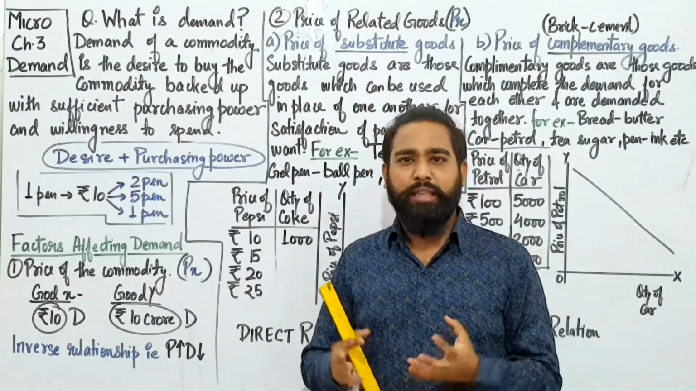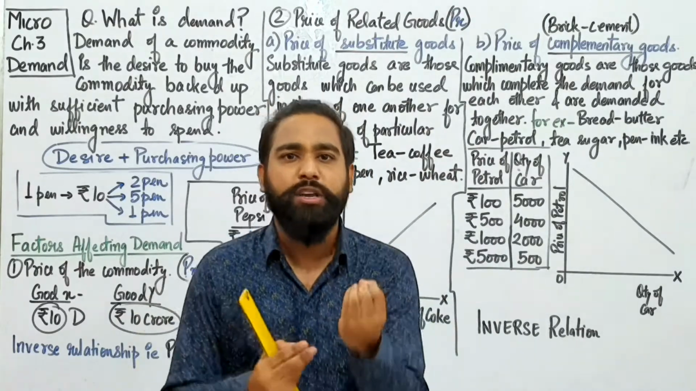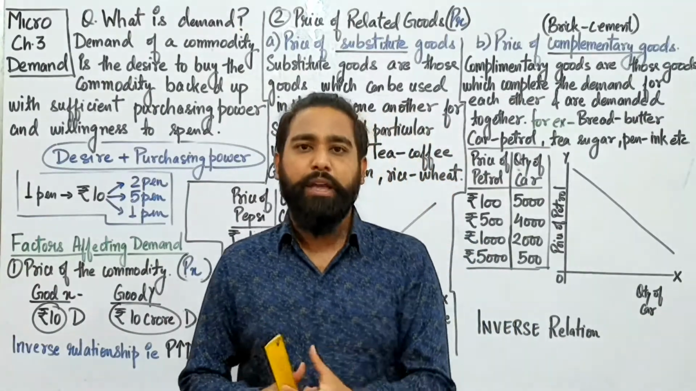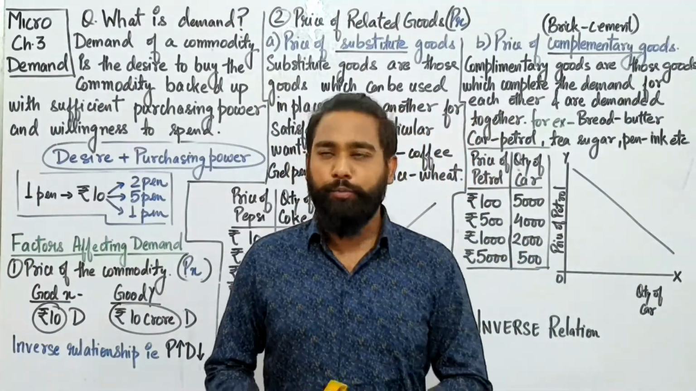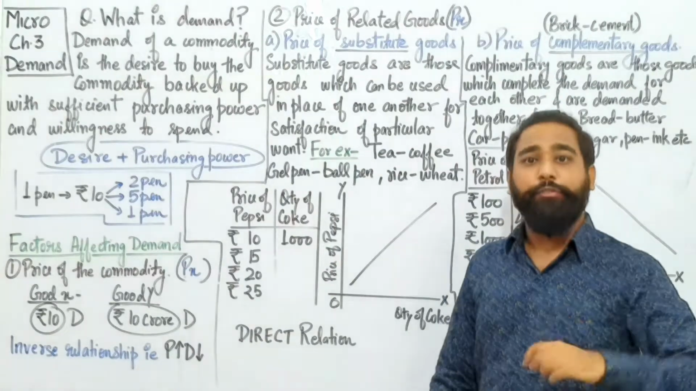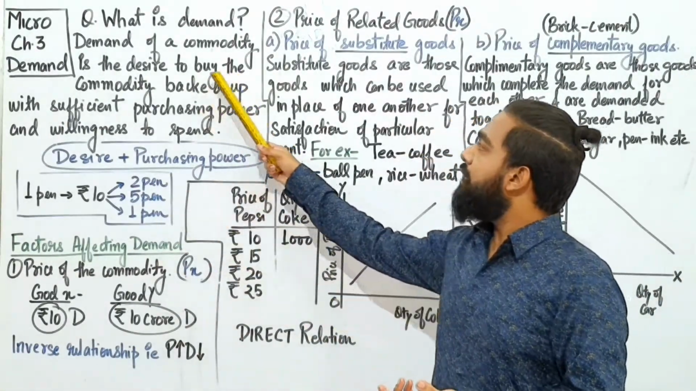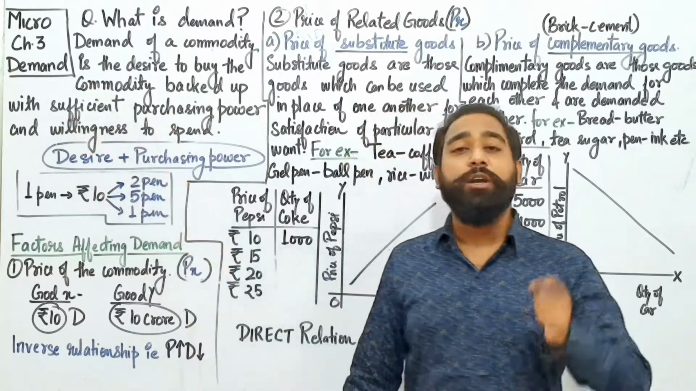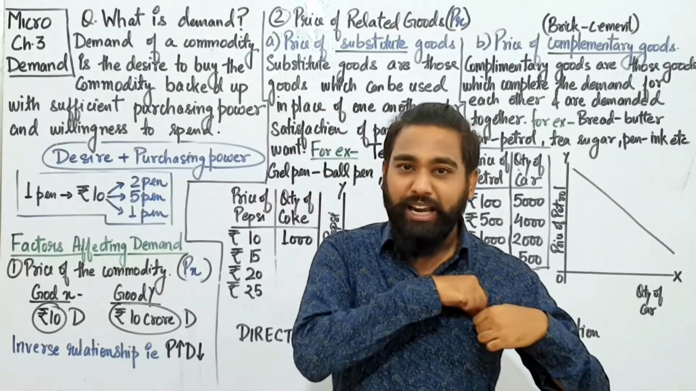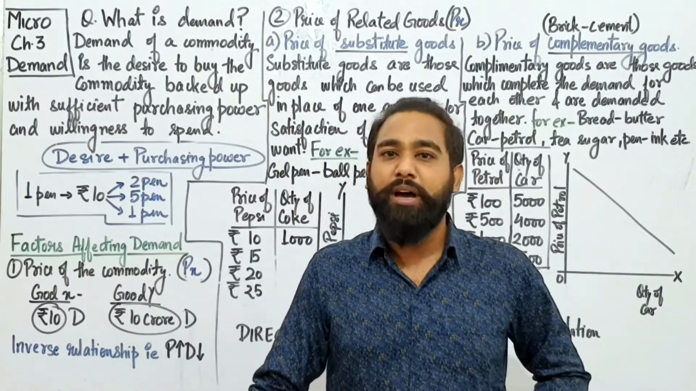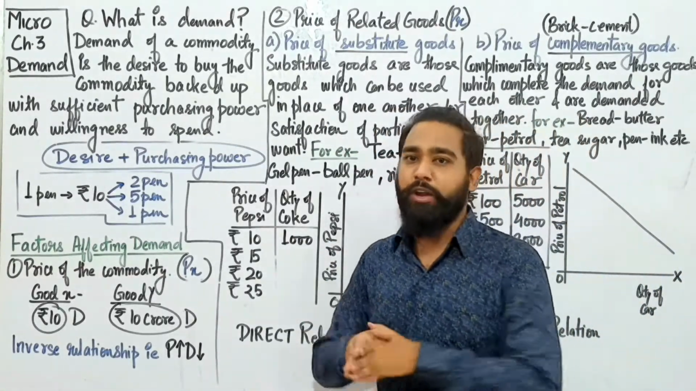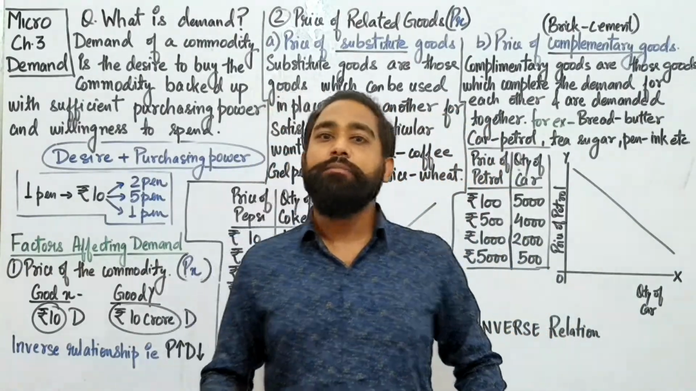You just want something, that doesn't make it a demand for that commodity. If you want something, and if you are requiring that thing, that doesn't make it a demand for you. What is demand? Demand of a commodity is the desire, if you want to buy that commodity, which is backed up with sufficient purchasing power. If you desire something, you must have your pocket filled with that much amount of money so that you can buy it. It doesn't mean you want a car of rupees 5 lakh and you don't have rupees 5 lakh in your account. So it doesn't make it a demand.